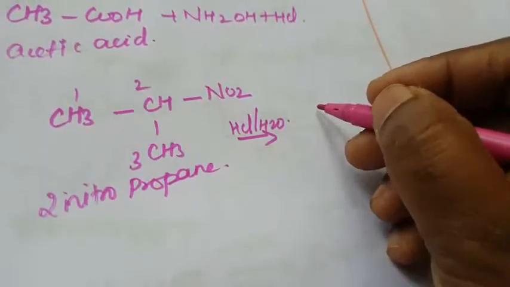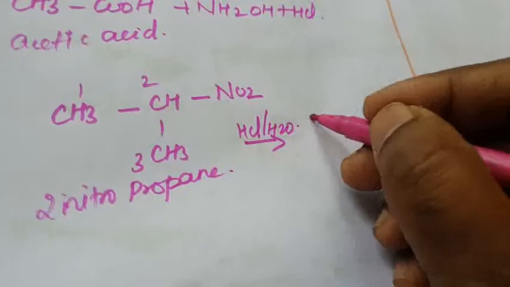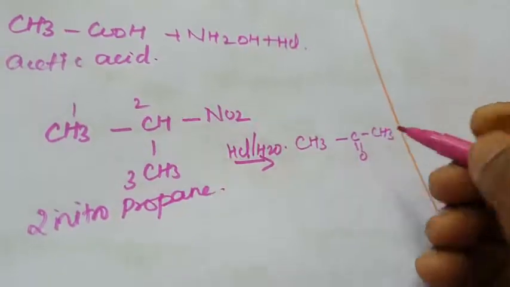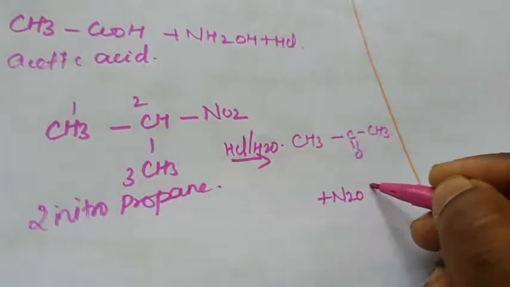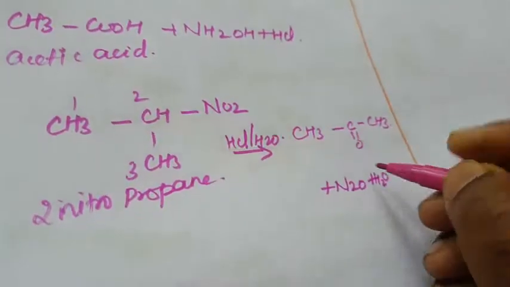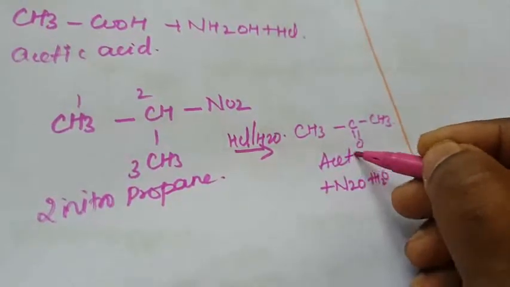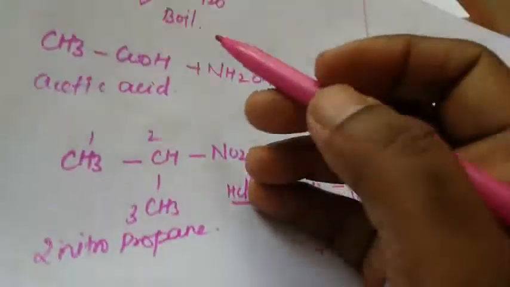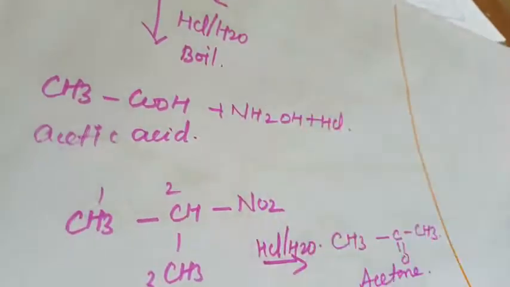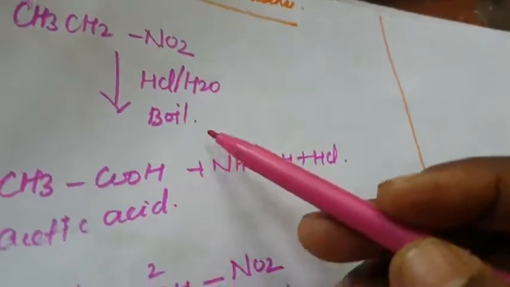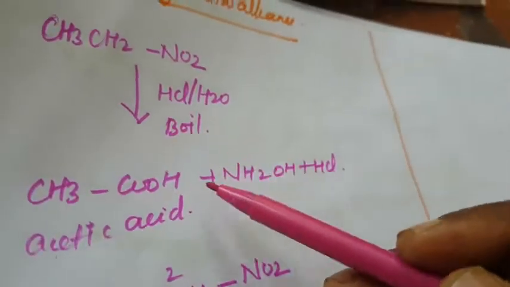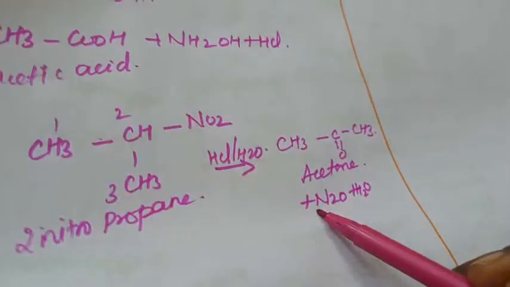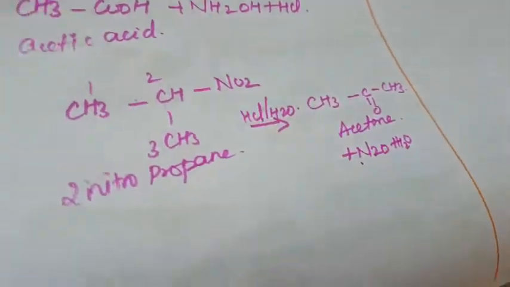How to write acetone? So you can write like this. CH3, C double bond O, then CH3. Okay. Then nitrous oxide N2O plus H2O. So what is this compound name? Acetone. Okay. Another one is no reaction. This is primary nitroalkane. So hydrolysis depends on the carbon. Primary nitroalkane gives carboxylic acid, secondary nitroalkane gives keto group, and the tertiary does not give a reaction.